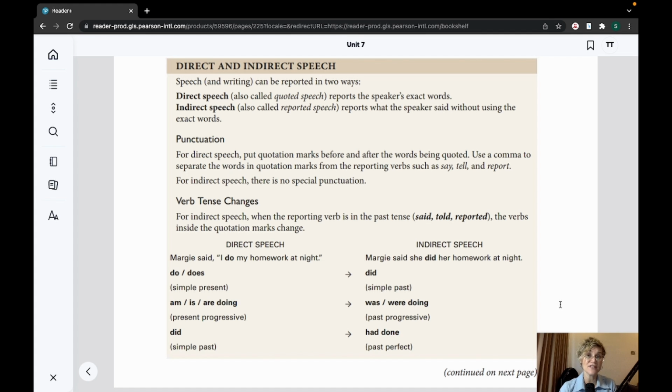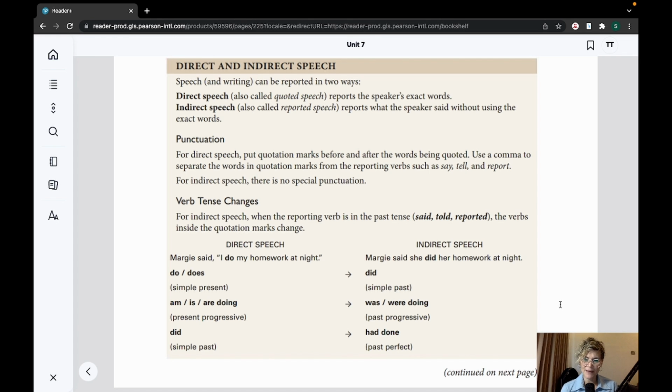But we have different types of past tense. We have the simple past, we have past continuous, we have past perfect. So which one are we going to use? When it's the simple present, it changes to the simple past. But when it's present progressive, which is present continuous, it changes to past progressive. So it always changes to a past form. So am, is, are doing becomes was, were doing.